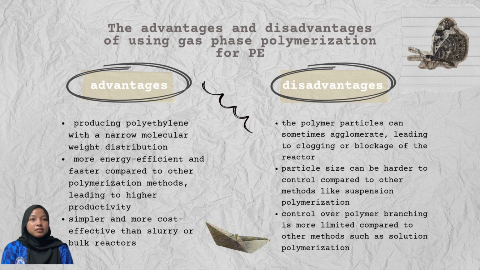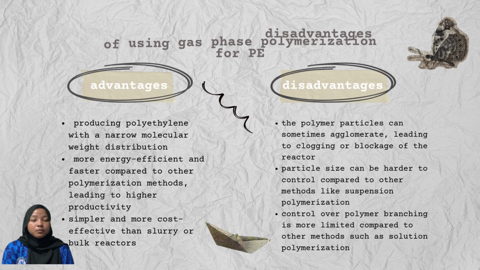For disadvantages, the polymer particles can sometimes agglomerate, leading to clogging or blockage of the reactor. Secondly, particle size can be harder to control compared to other methods like suspension polymerization. Lastly, control over polymer branching is more limited compared to other methods such as solution polymerization.